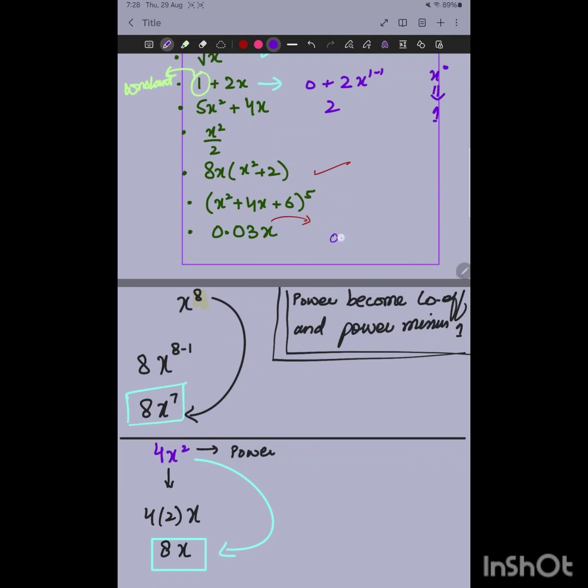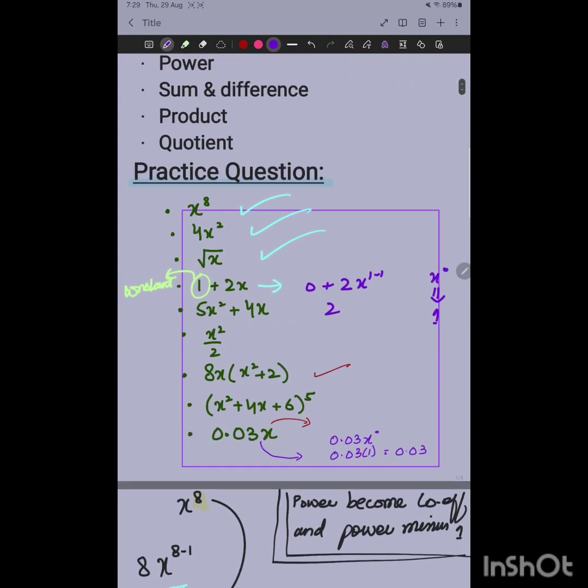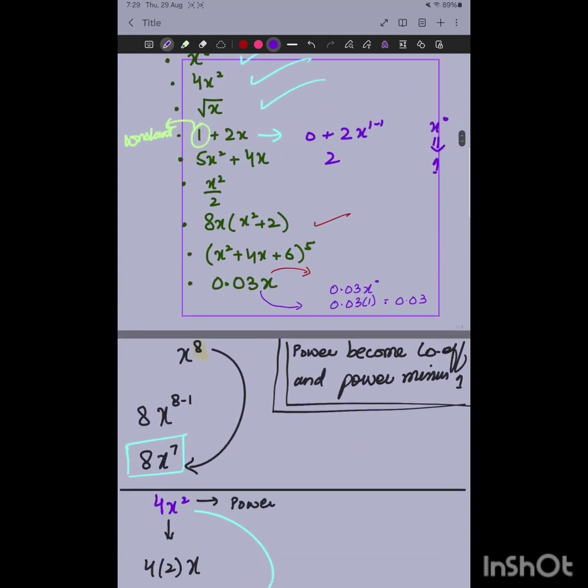0.03x to the power 0, which is equal to 1. So 0.03 into 1 will be 0.03. So the derivative of 0.03x will be 0.03, right? So these are some examples which we have solved.